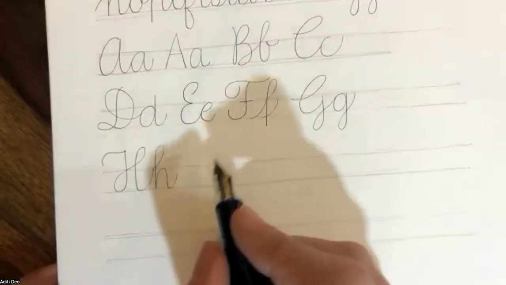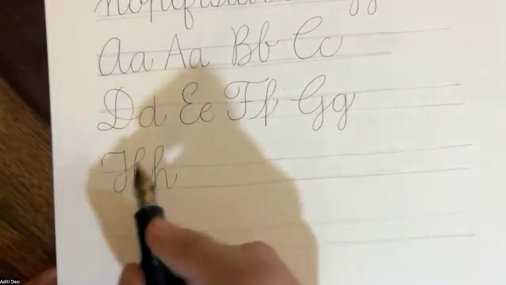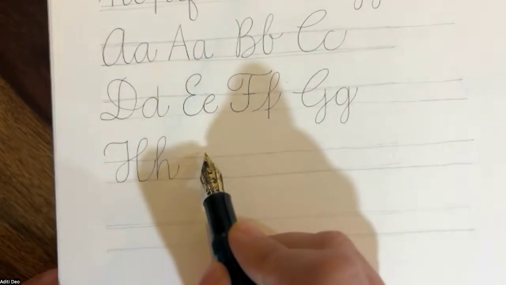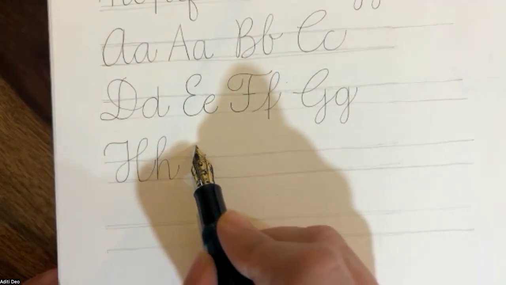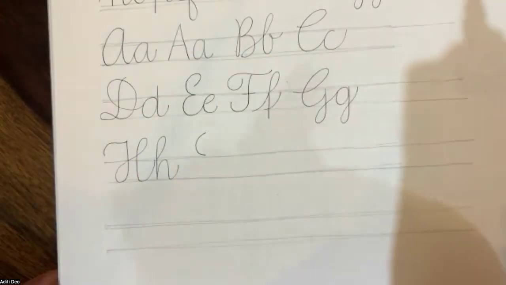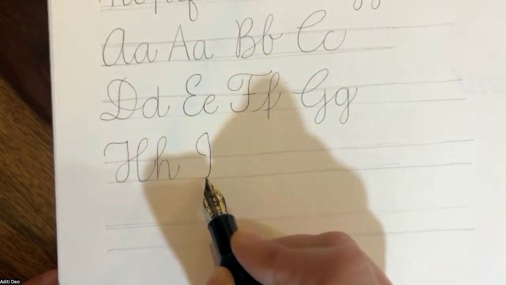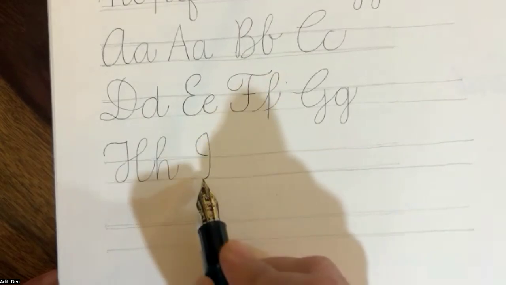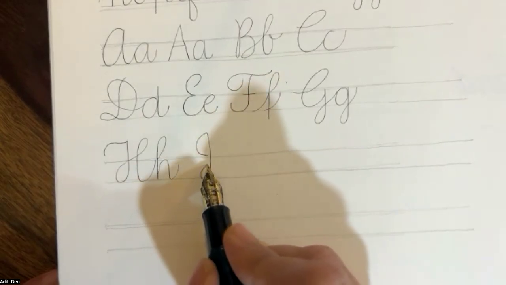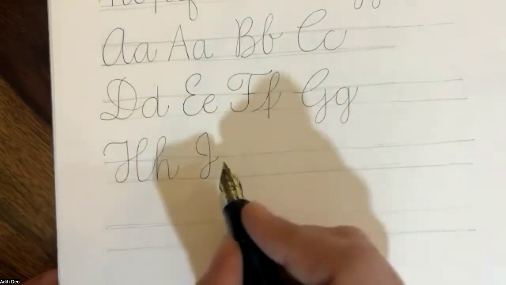Then you have an I. So for I, again the same shape, but not from up there. It starts from down here. It goes up like that and rolls and comes down and makes a loop right here. Goes to the next letter.